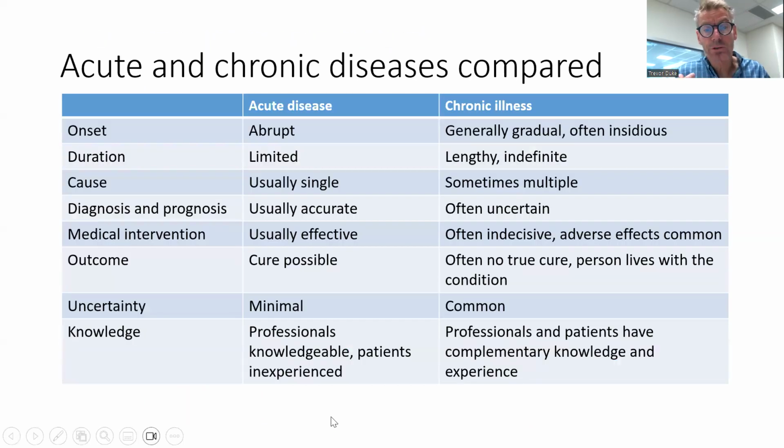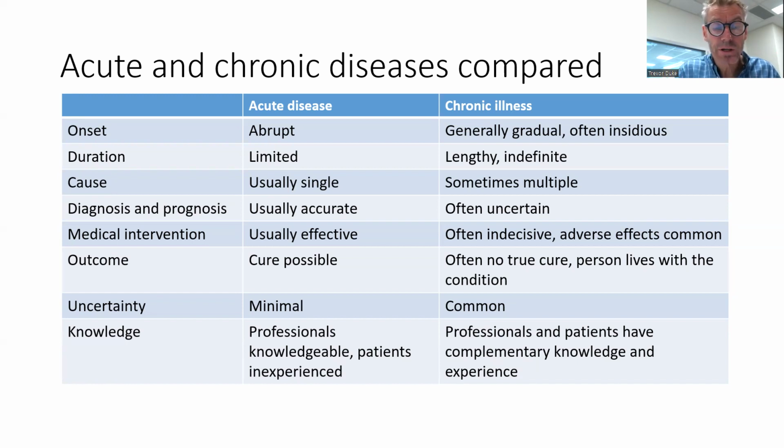I want to first of all talk a bit about the differences between acute and chronic diseases. Mostly that will be familiar to you, but just to make a distinction, the onset of acute disease is usually abrupt, whereas for chronic diseases, the onset is often gradual and often insidious. They often occur without knowing until the disease is quite established. The duration of acute disease is very limited. You get treatment for an acute disease, you get better. But chronic diseases, by definition, are lengthy, and sometimes it's an indefinite duration of illness a child has.